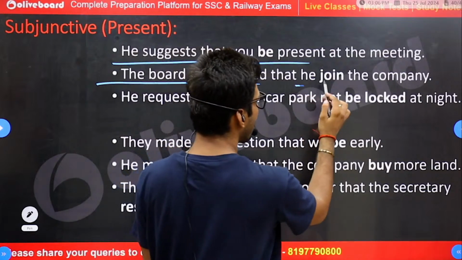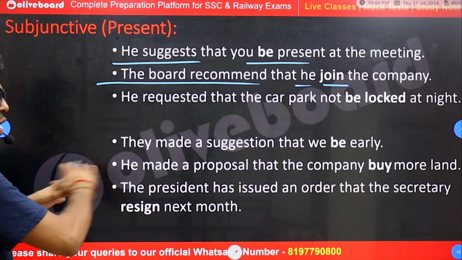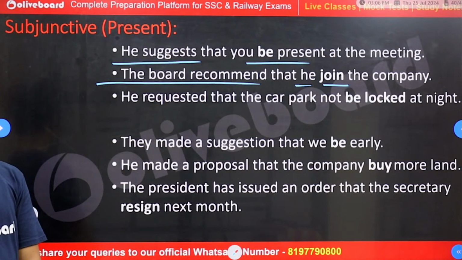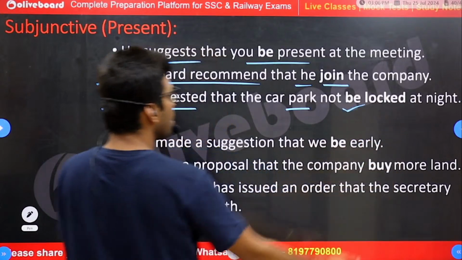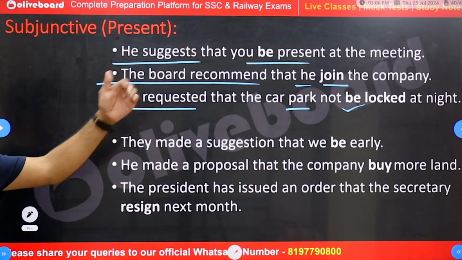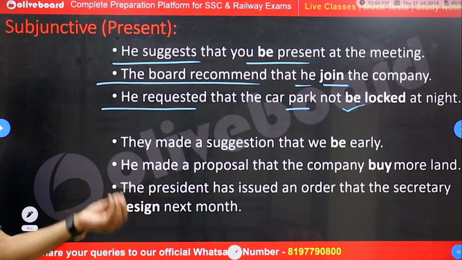So this is like God bless you. He joined the company, he may not. He does not join the company on a daily basis. If you put an S here, he requested the car park not be locked. Because that should not be locked. Not is locked or is not locked.